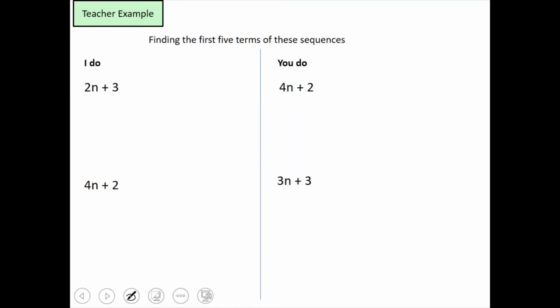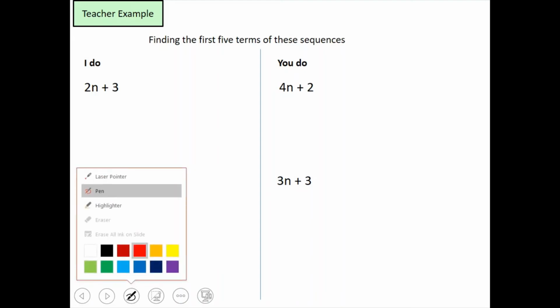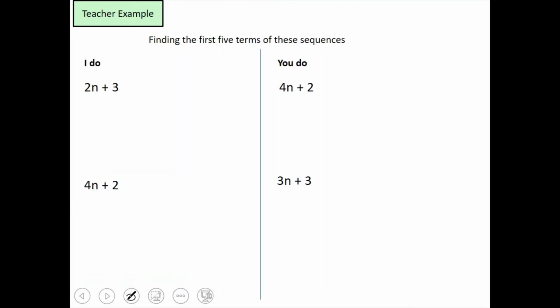Now, what you have to do for this question up here, it says you have to find the first 5 terms of these sequences. So before we do anything, it's really important that I just write down my first 5 terms: number 1, number 2, number 3, 4, and 5.